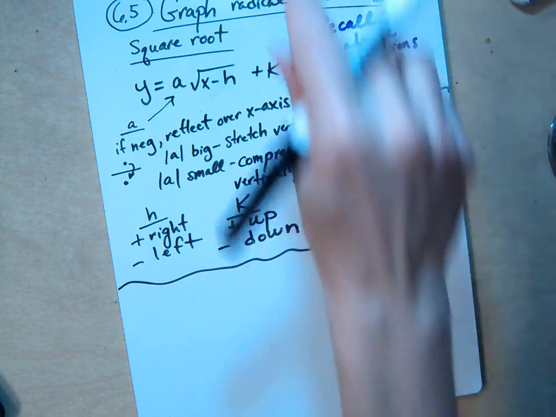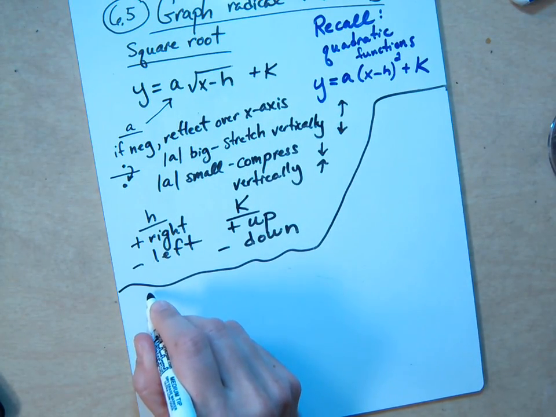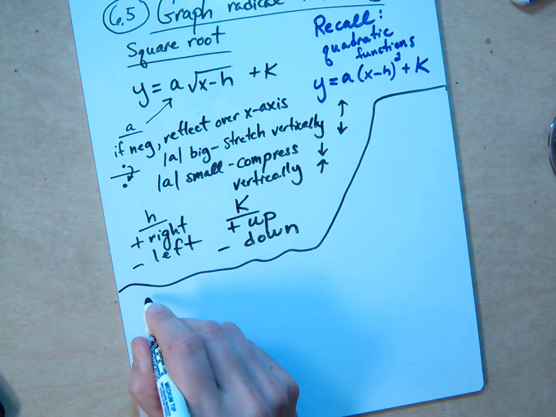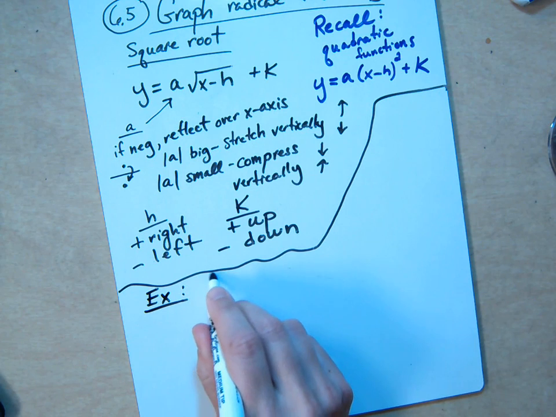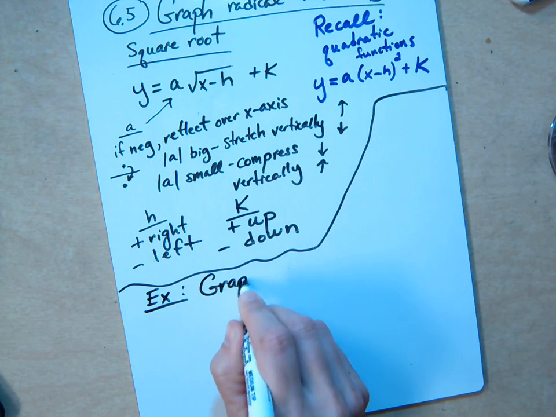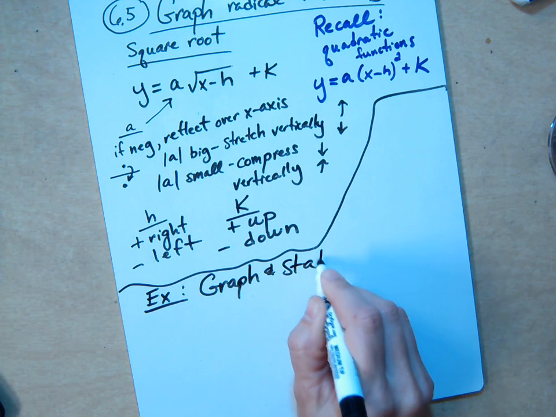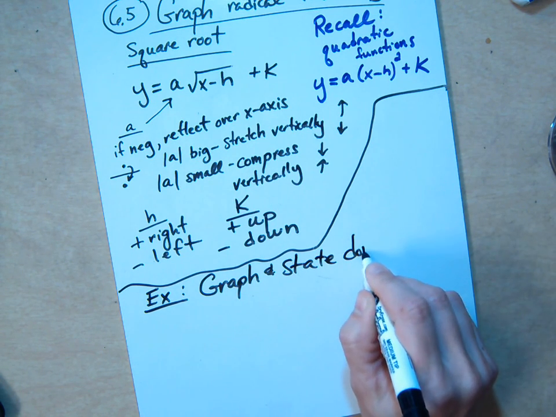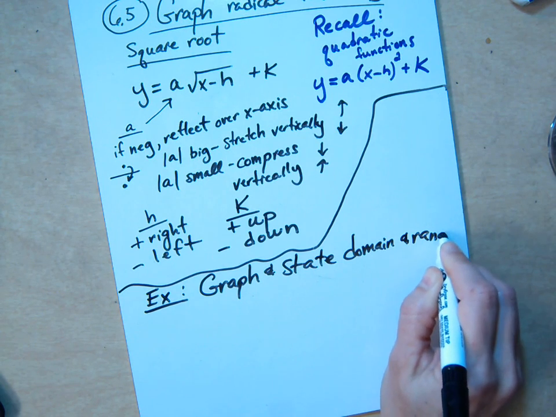So let's do examples where we graph and state the domain and range. We'll do a few so you can see what's happening. Graph and state the domain and range.